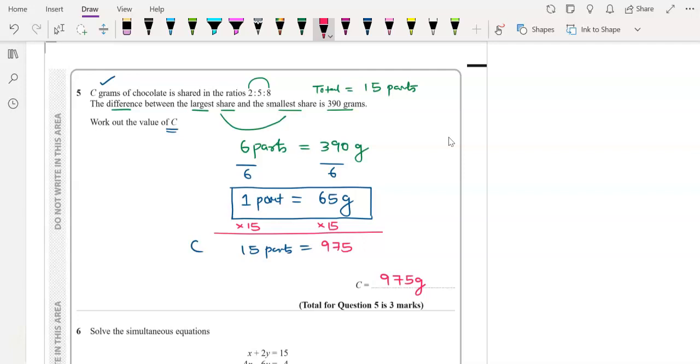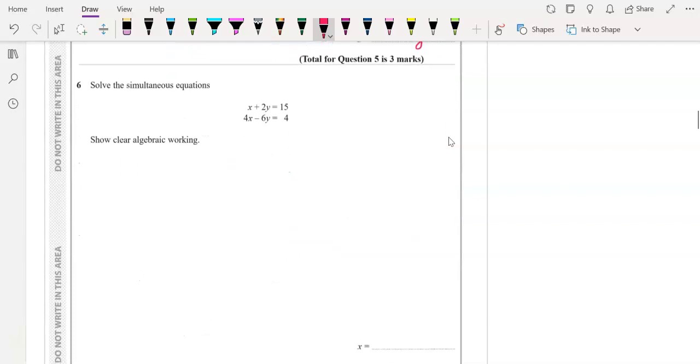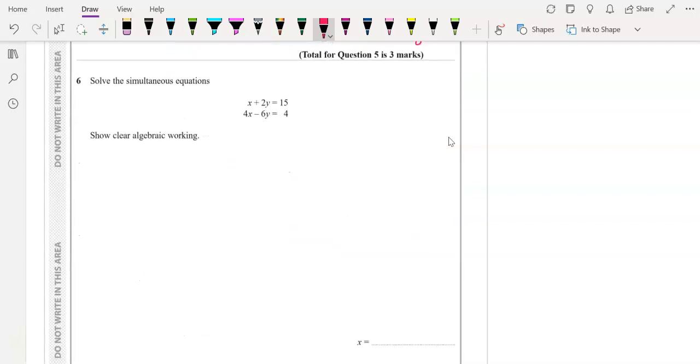Okay. Number 6. Solve the simultaneous equation. Now, here we will try to use elimination method. Now, two things to remember. The variable that we want to eliminate should have same coefficient and they should have different sign. So if you look at the y terms, the sign is different, but the coefficient is not same. In the second equation, I have 6. In the first equation, it is 2. So if I multiply the first equation by 3, okay, I will have same coefficient.